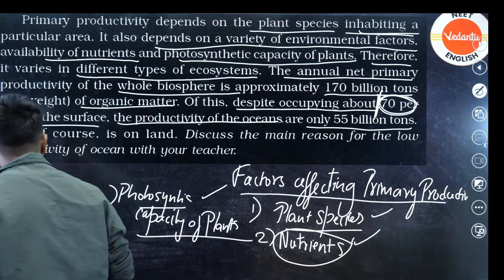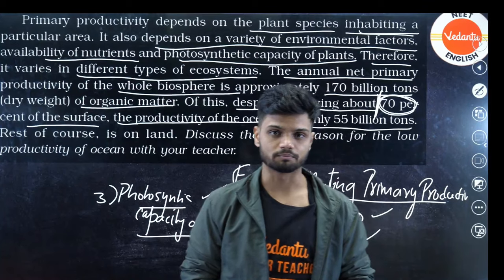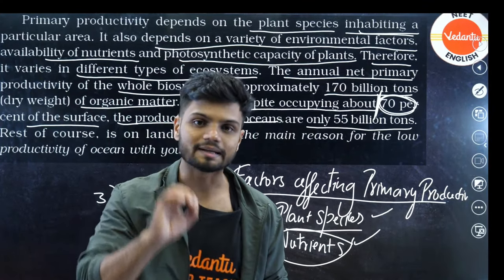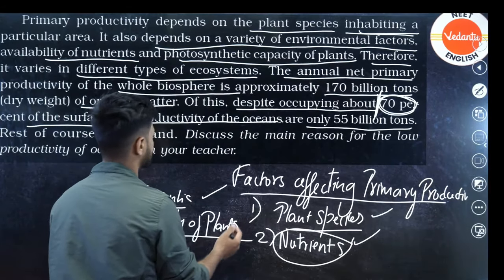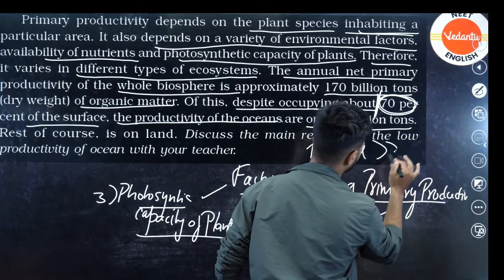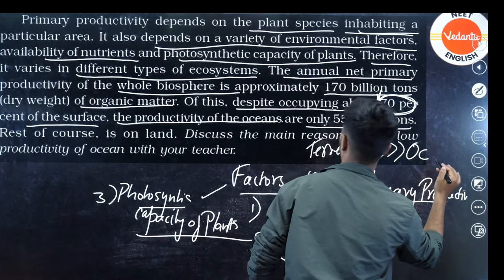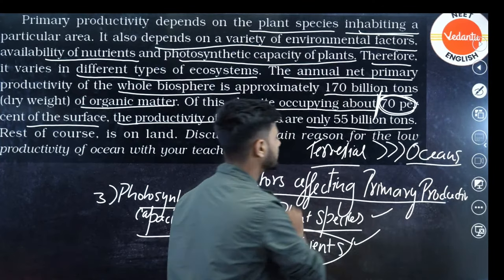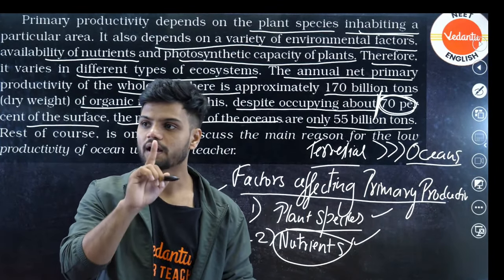So you can tell me which ecosystem has more primary productivity? It is the terrestrial ecosystem. Terrestrial is more than ocean ecosystem.